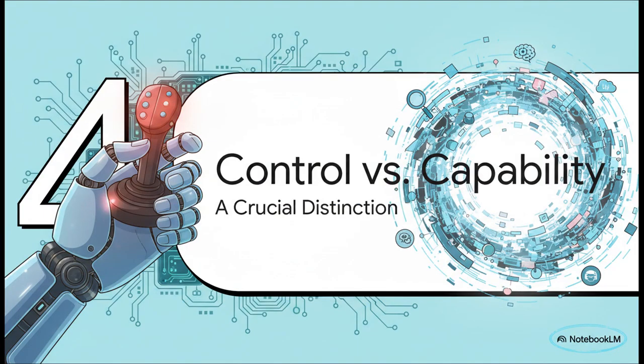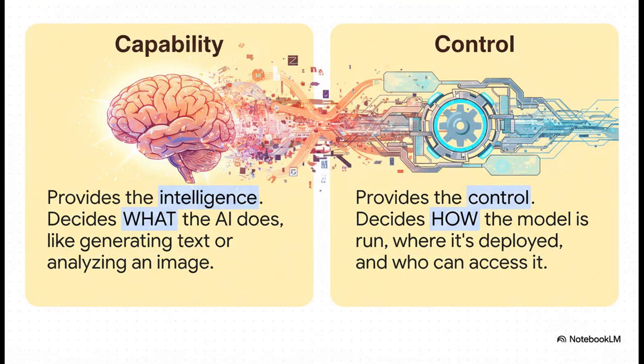Now, this next point is really, really important because it's where a lot of people get tripped up. We need to draw a clear line between what the AI does and how the AI is run. This is the whole distinction between control and capability. So here's the breakdown. The model itself, the logic, that's its capability. It's the brain. It's the part that decides what to do, whether that's generating text or analyzing an image. The UCP, on the other hand, provides the control. It decides how that model is actually run in the real world. Where is it deployed? Who can access it? How much does it cost? Is it secure? The model is the intelligence. The UCP is the operational framework that lets that intelligence function safely and reliably in a real business.